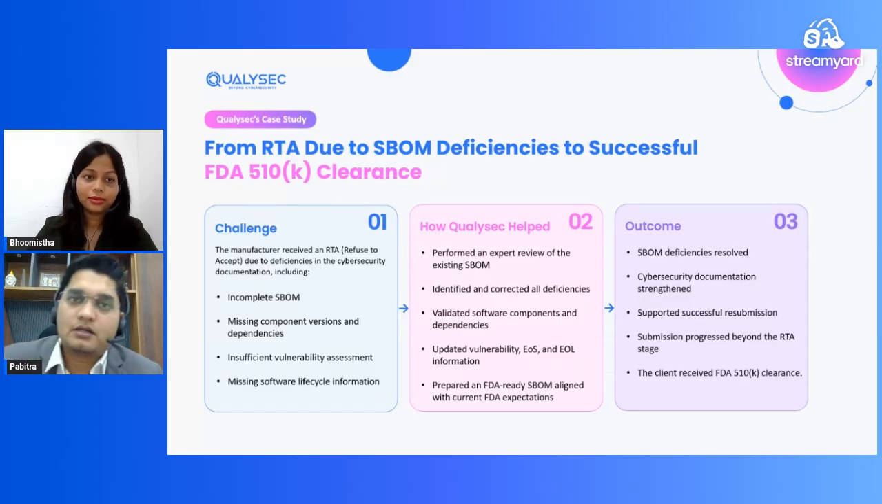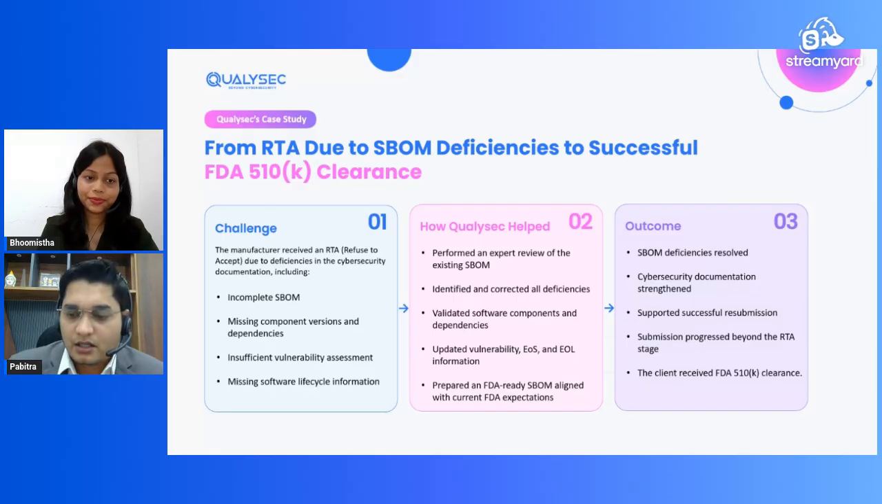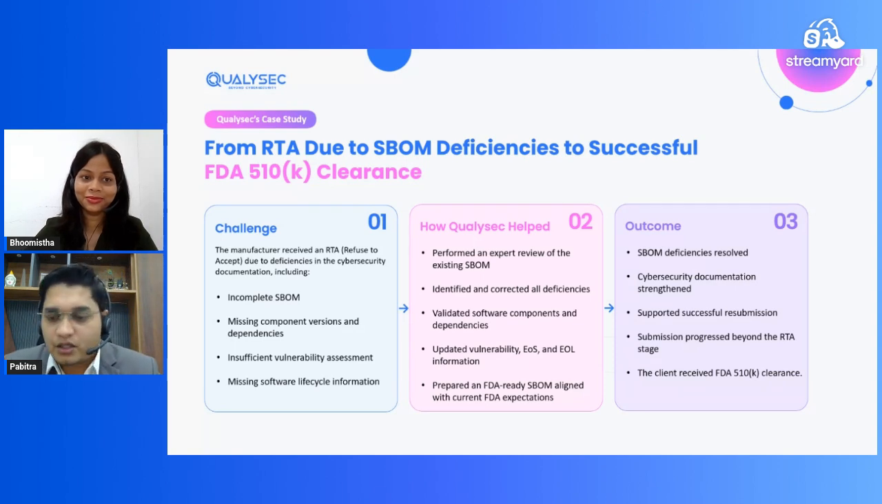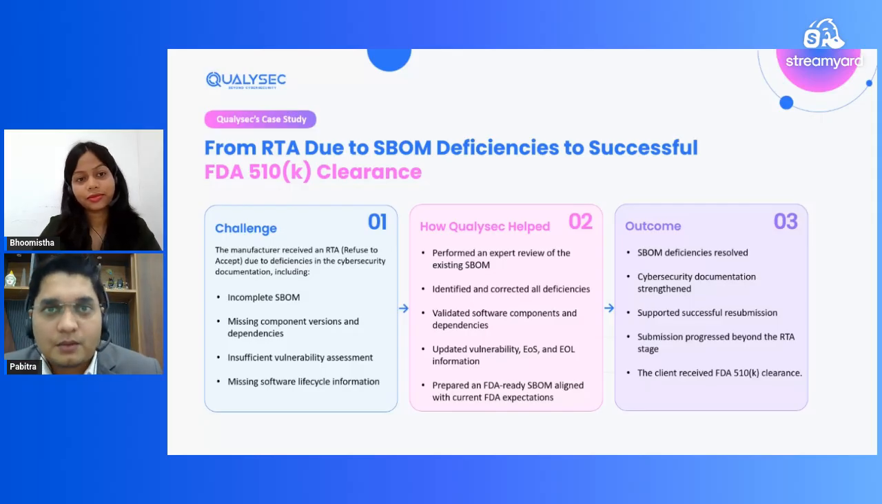When we created the exact SBOM report, there was a lot of information they were missing, including a lot of components they hadn't thought to include. We put them in very carefully, aligned everything with the CVEs, and also provided mitigation steps. Then we prepared the documents and told them to submit in the STAR portal. I believe within one month the FDA submission was successfully cleared and the RTA that had been raised was resolved.